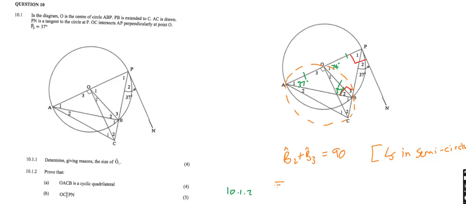So this implies that B1, because B1 is an angle on the same straight line as B2 and B3, B1 must be equal to 90. B1 will be equal to 90. And the reason for that is that B1 plus B2 plus B3 is 180. But B2 plus B3 is 90. So if I subtract 90, I get 90. We say this is angles on a straight line.